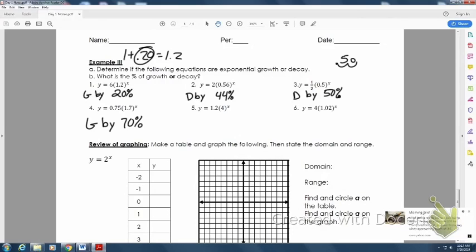Alright. And a way that you can look at whenever you're finding the percentage, you're always finding the difference between the b value and 1. Okay? If it's growth, it's always going to be the b value minus 1. If it's decay, it's 1 minus the b value. Peyton, number 5, is that growth or decay? Growth. By what percentage? 300. 300%.